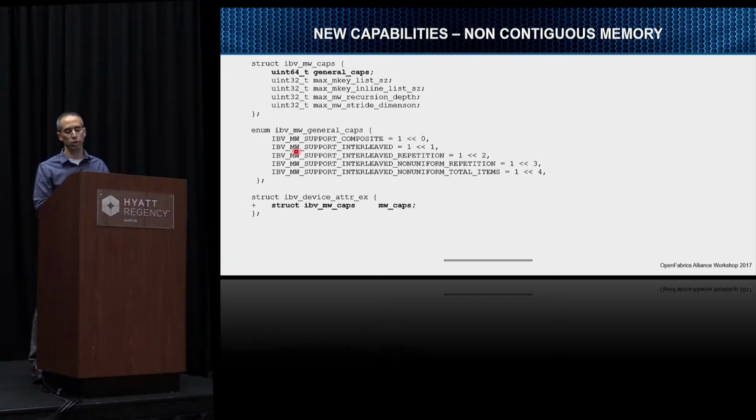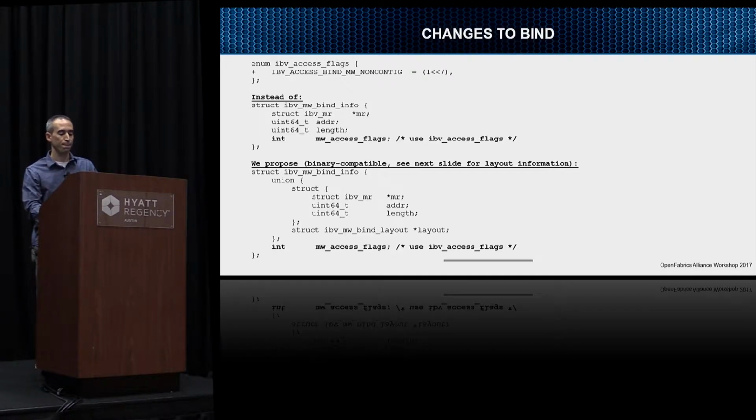We suggest to add that structure to the query device, which returns the IBV device attr structure. So we suggest to add to that structure the IBV memory window capabilities, also to include information about how many underlying memory areas and keys can be supported in such an indirection memory registration.